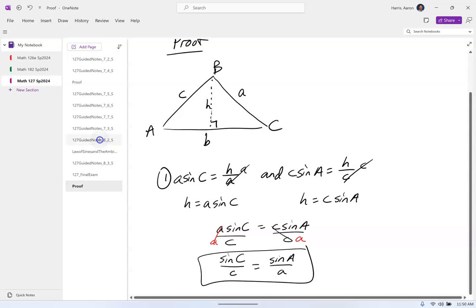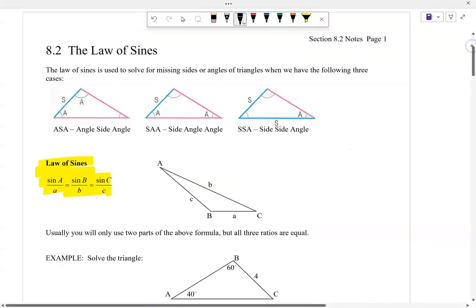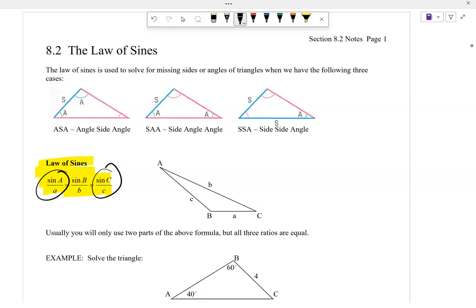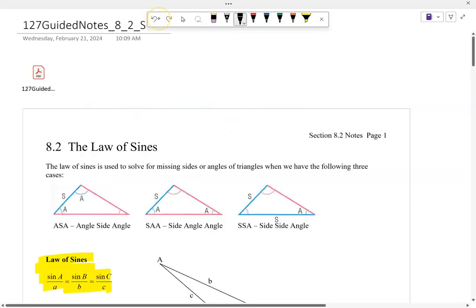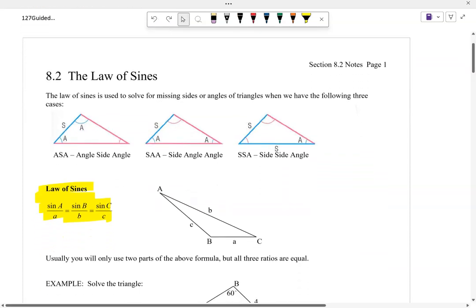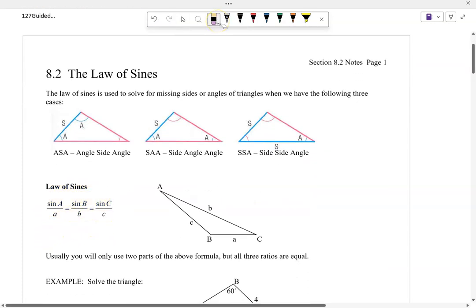Let's go back to the law of sines, right? So sine of A over A equals sine of C over C. Similarly, you could do that for B over B, but that's where it comes from. Let me erase this a little bit here.